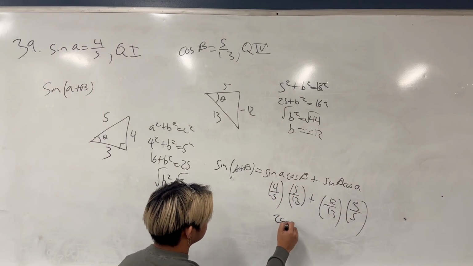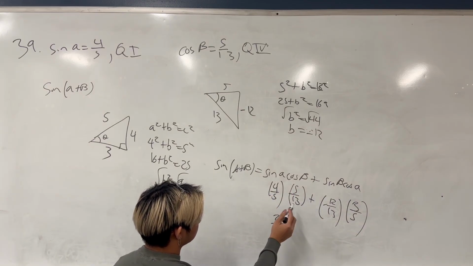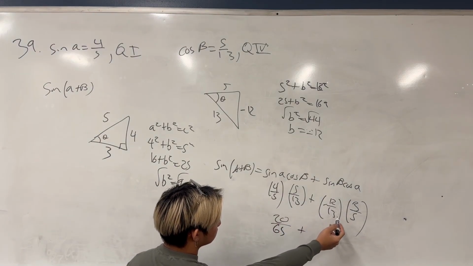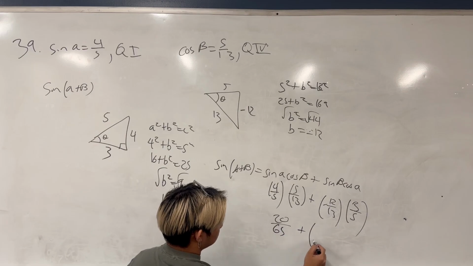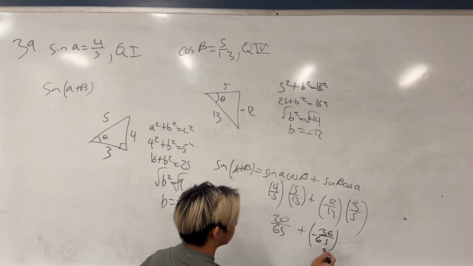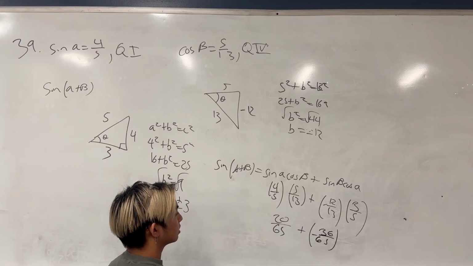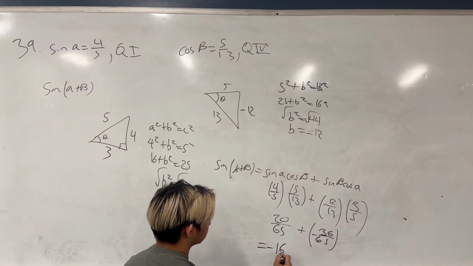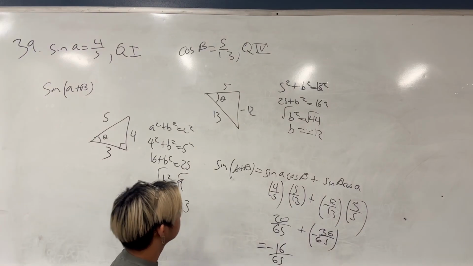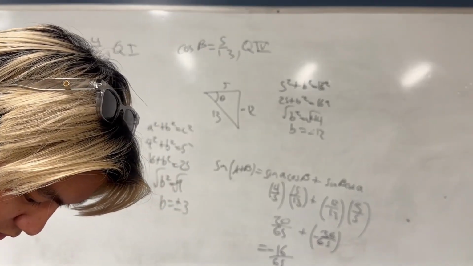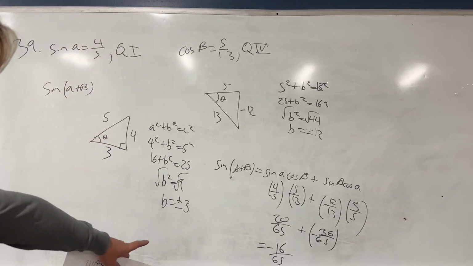4 times 5 is 20, and 5 times 13 is 65. Pretty sure. And this is negative 36 over 65. 20 minus 36 is negative 16 over 65. Let me double check the answer for 39. It is negative 16 over 65. Yes.